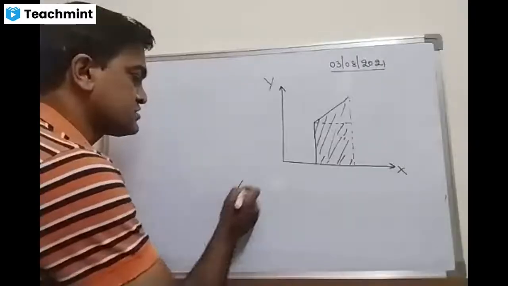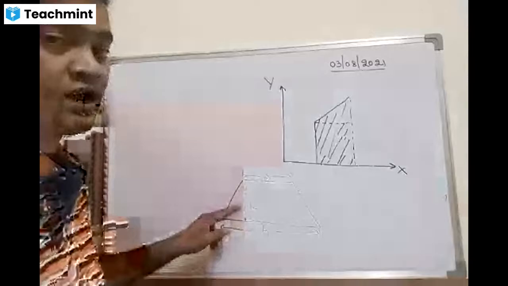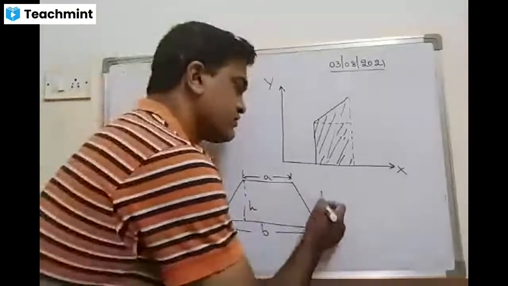Trapezium. This is right? Parallel sides are A and B. A and B are parallel sides. Height, or I can say the height between the two parallel sides. Then that gives the area.